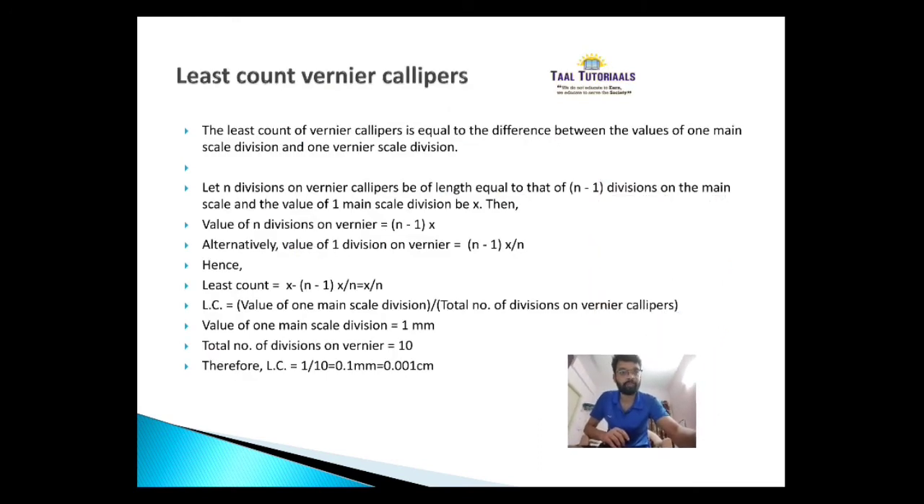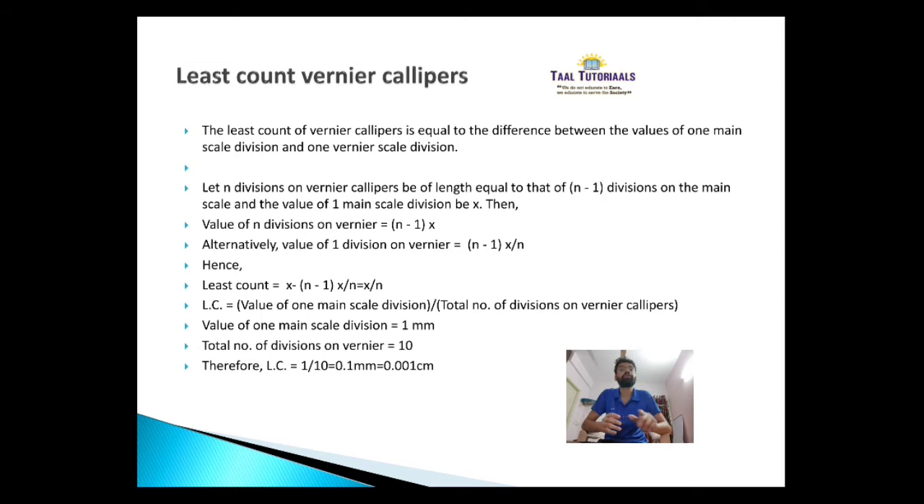This is a very important part: how least count of vernier caliper can be found. As I have told, of any instrument, the smallest count is the least count. Least count of vernier caliper is equal to the difference between value of main scale and vernier scale. Let n divisions of vernier be equal in length to n minus 1 divisions of the main scale, and the value of one main scale division be x. We are just supposing.